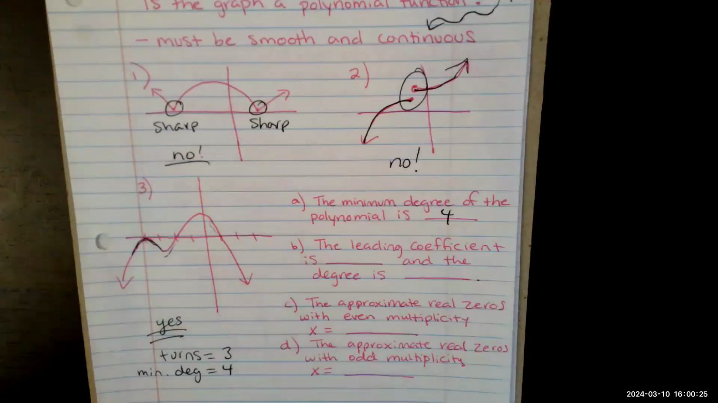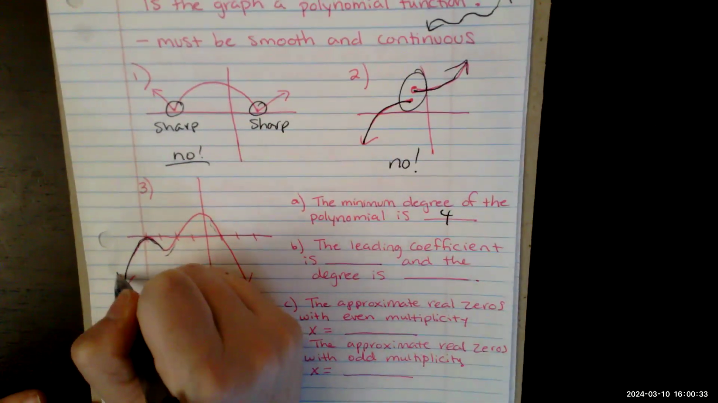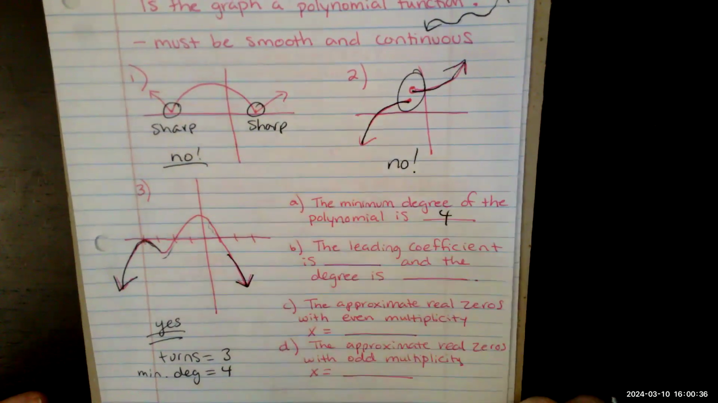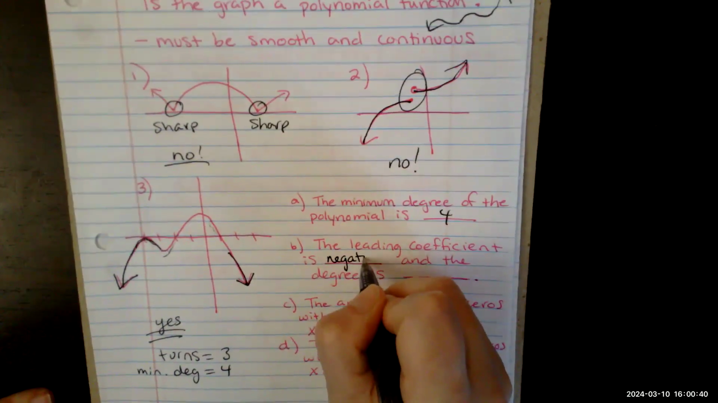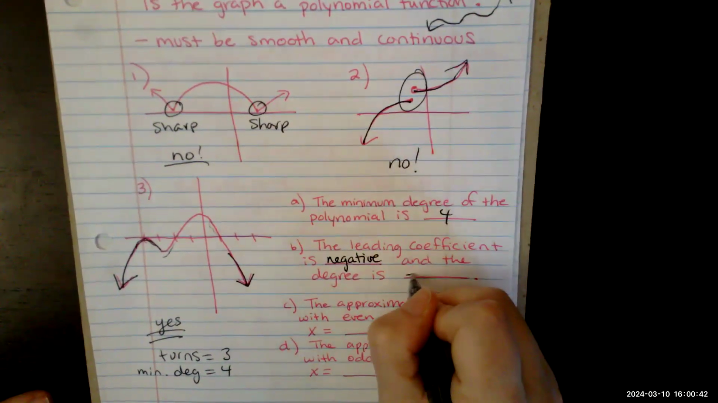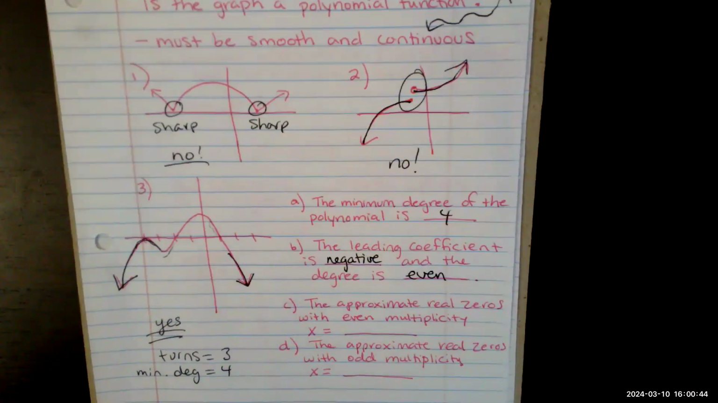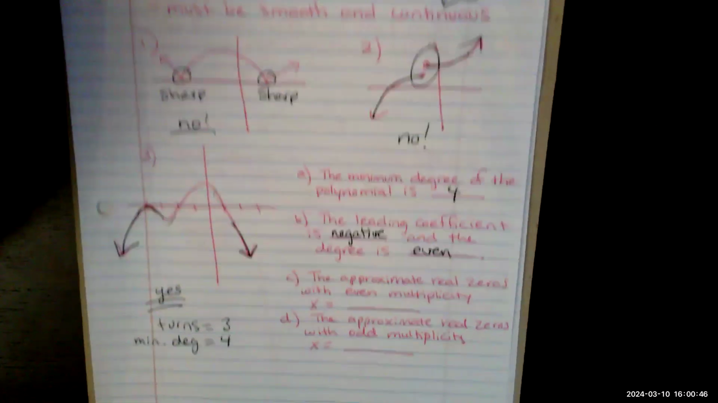The leading coefficient, they just want to know, is the leading coefficient of my equation, even though we don't know the equation, is it positive or negative? Well, if you see it going down on both sides, doesn't it have to be negative? And the degree has to be even because of our end behavior rules we went over.